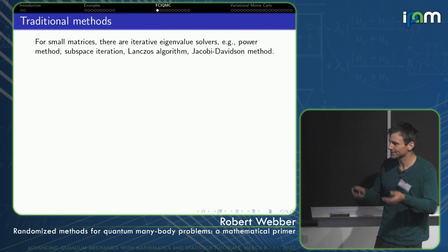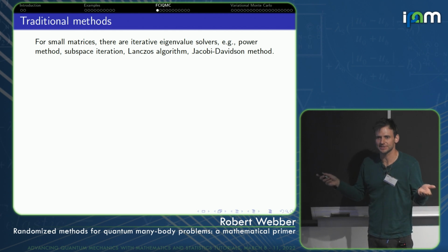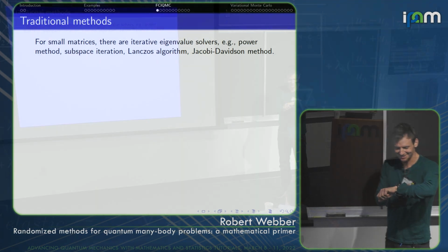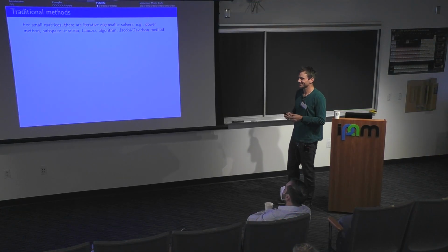Well, I'll start with traditional methods and then go to the FCIQMC method and then VMC. And I'm doing awesome. It's 9:24. Okay, this is going to be about right.